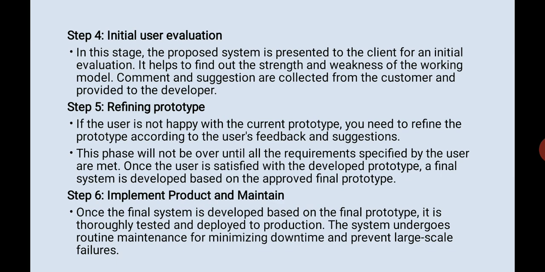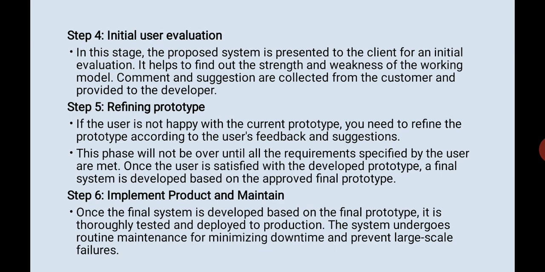Once the user is satisfied with the developed prototype, a final system is developed based on the approved final prototype. This will be repeated time and again, because you build the prototype again and ask for his evaluation again. This continues until we get the final nod, when the customer finally says, okay, this is the one thing that I was looking for, and then it is approved. Finally, in the last step, we implement and maintain it.